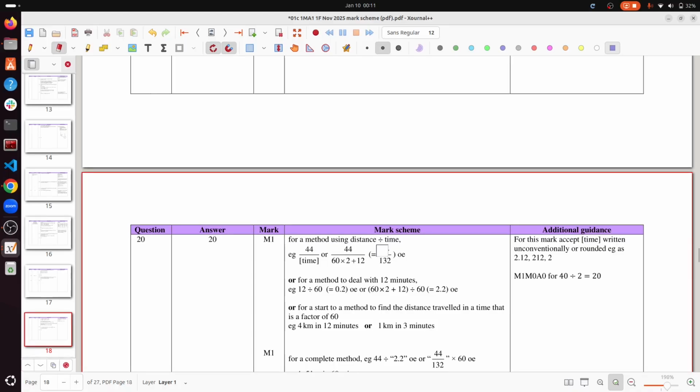So for a method using distance over time, once you use 44 over whatever time, and the value you're using is your time, you get 1 mark for that process because you've used the correct method. For this mark, accept time written unconventionally or rounded hours. So once you try to use that value as time, you get that 1 mark.